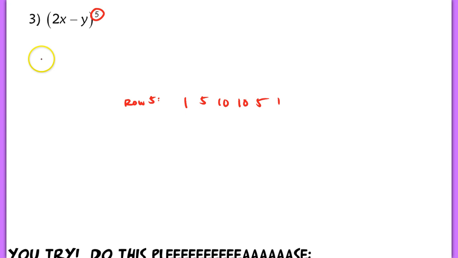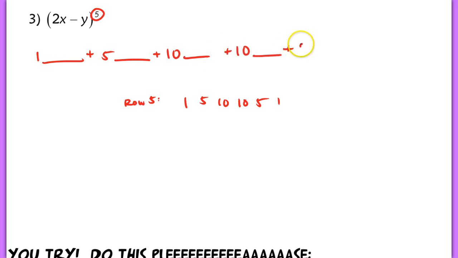So we've got 1 times our terms plus 5 times our blank here, plus 10 times something, plus 10 times another blank, plus 5 times our blank, and plus 1 times our blank. Okay, so we've set it up. We have 6 terms, so we're good, since we know we are supposed to have 6 total terms in our final product. So I'm going to define a to be 2x and b to equal negative y. It's very important here that you take that negative and you place it with the second term, so it's negative y. All right, now we're going to just do our substitutions.